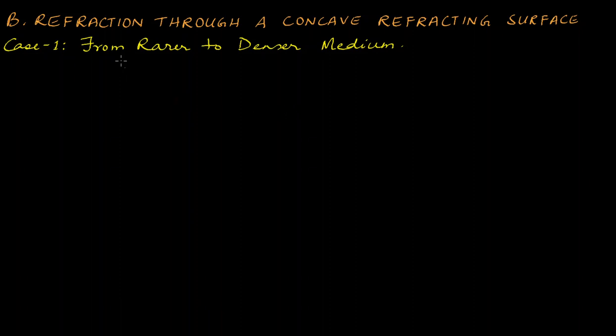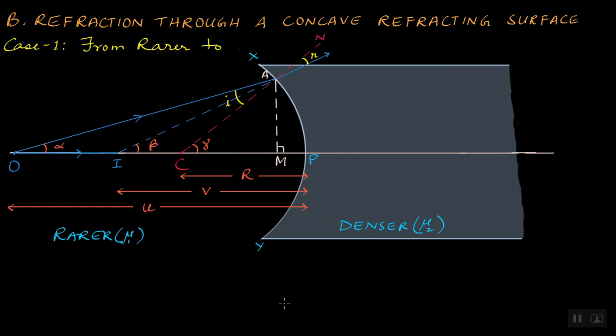Let us now discuss the refraction through a concave refracting surface, and we are going to consider the first case, that is when light is traveling from rarer to denser medium. Let me draw the diagram. In this diagram, as you can see, we have this concave refracting surface XPY. It is a denser medium having refractive index mu2. Now this concave refracting surface is placed in a rarer medium having refractive index mu1.